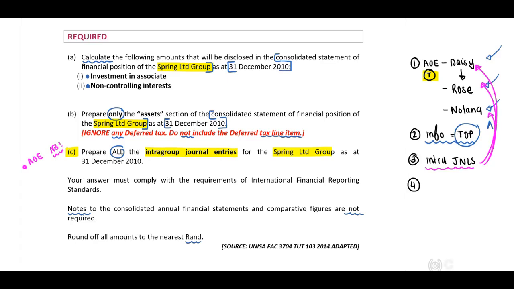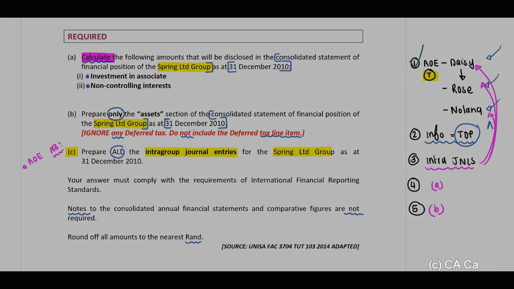Okay. Then number 4, guys, I will be able to complete requirement A, where I need to calculate the investment in associate and the total of our NCI. And then I will move on to requirement B. Now let's refer to the given information and work through the information from the top, as I have already included my templates of my analysis of owner's equity.